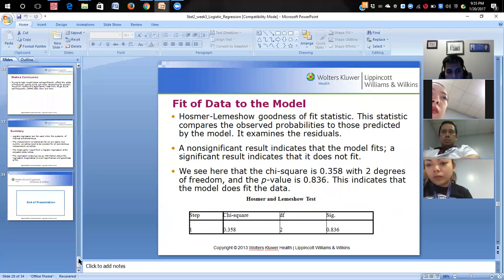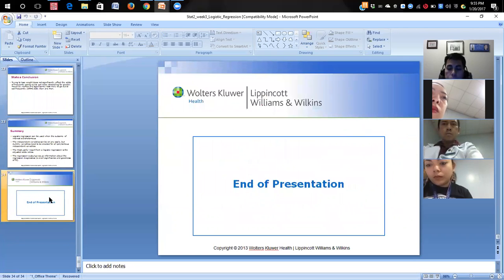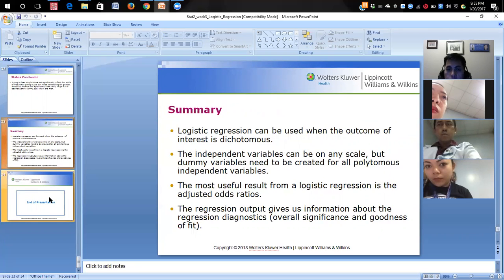Again, this is the beauty of logistic regression, for us to use categorical variables, a binary dependent variable, and our independent variable we like to be dichotomous. However, if it's polytomous, we need to create a dummy variable. It's quite complex, but it's doable.